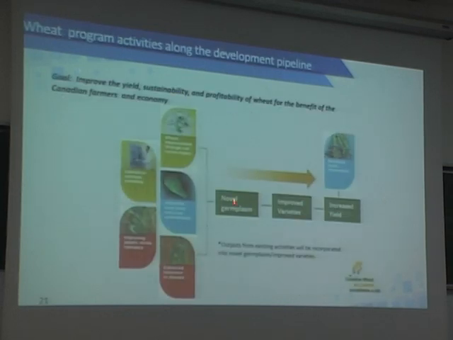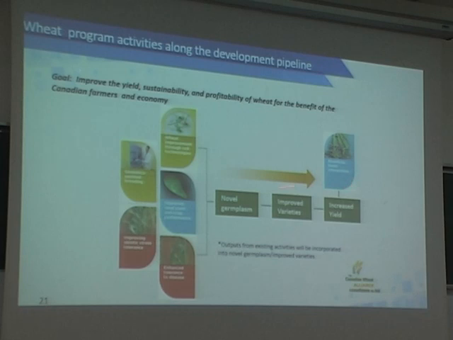The wheat program I was involved with was organized in six pillars. Two pillars focused on improving the efficiency of breeding, one based on tissue culture, one based on genomics. Two pillars were focused on addressing the issues of stresses, either abiotic stress, in particular heat, drought, and cold, or biotic stress, in particular fusarium and rust.